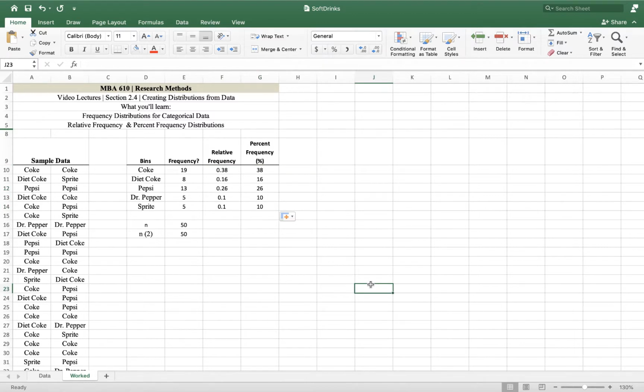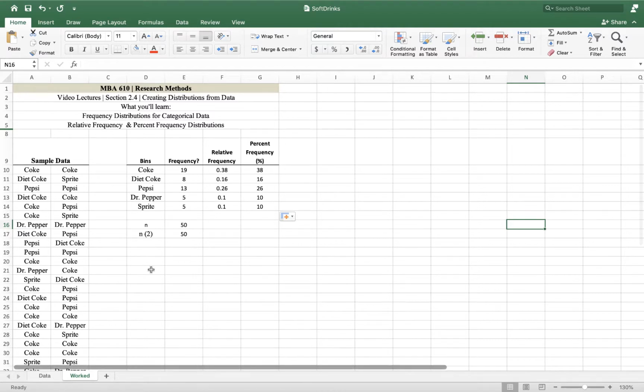And this gives us some more information, right? Now we can see that if we're going to order a whole lot of sodas, we're going to be looking for about 38% Coke, about 16% Diet Coke, 26% Pepsi, 10% Dr. Pepper, and 10% Sprite. So that's the usefulness of the percent frequency distribution. It takes something that we've gone from this table of values to giving ourselves kind of an estimate of our percentage sales from a variety of categories.